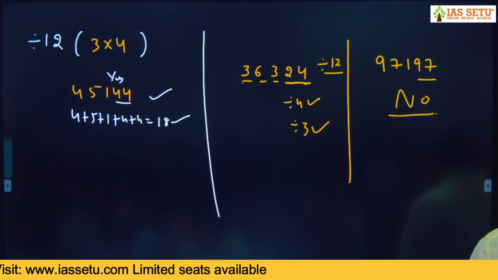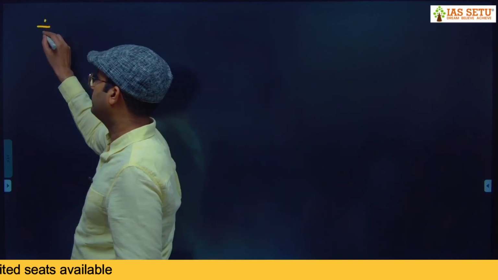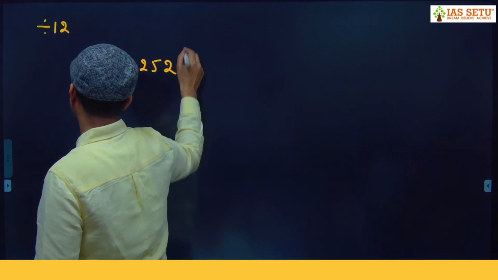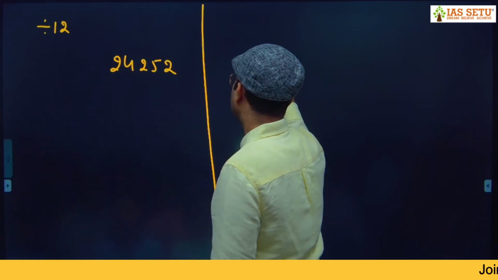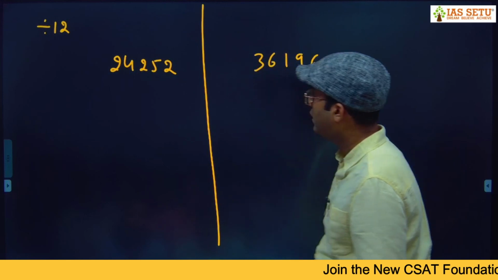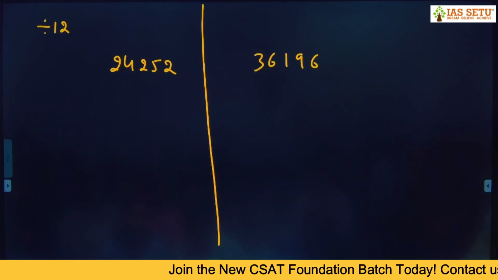18 के लिए I will take later. Now you check divisibility of 12. I ask you two questions. 24,252 and 36,196. Check if the first number is divisible by 12, yes or no. Second number divisible by 12, yes or no.